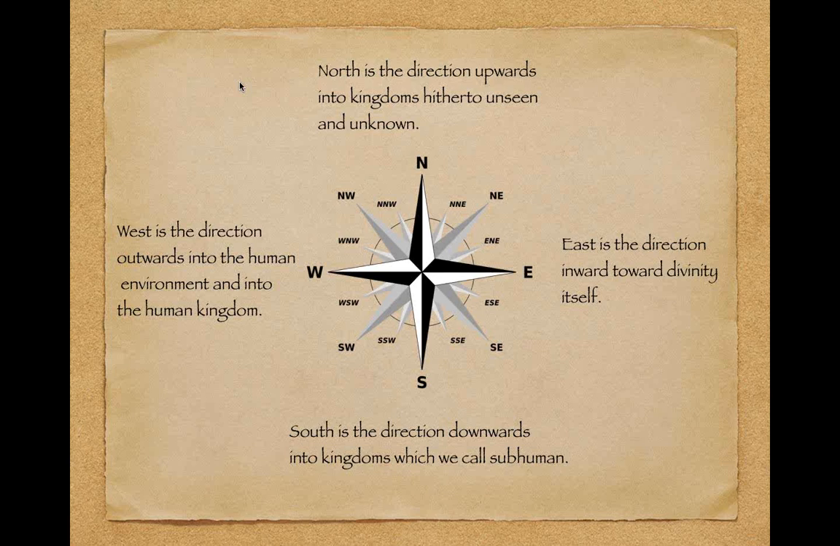You know, altars are often placed facing east, inward towards divinity, or north, upwards into kingdoms hitherto unseen. Also, in Masonic lodges, for instance, there is an empty chair placed in the north, thus acknowledging the unseen higher kingdoms. So have I aroused anybody's alternate thoughts on this?